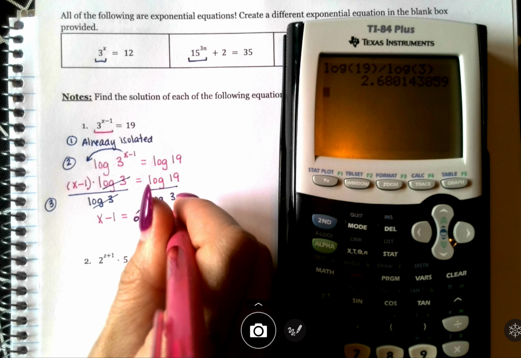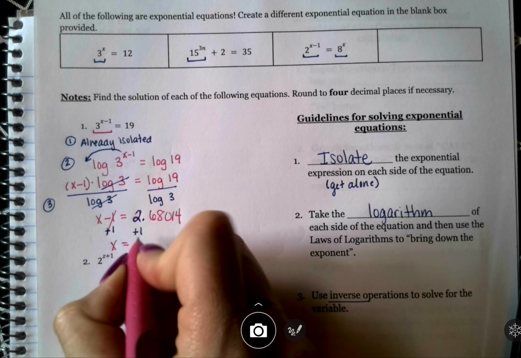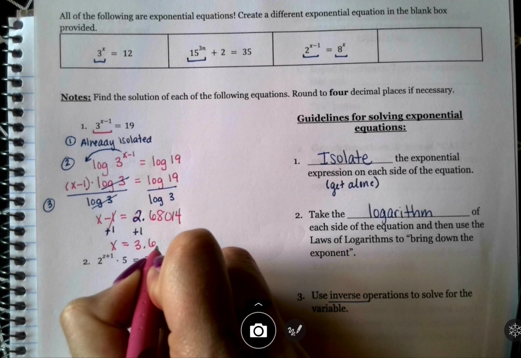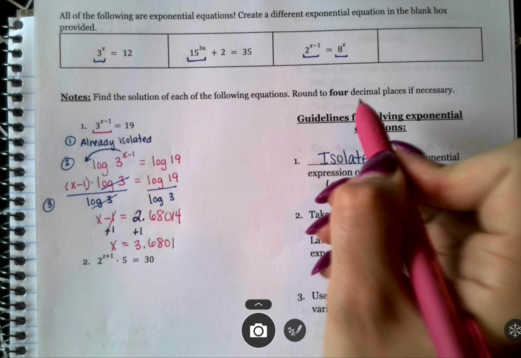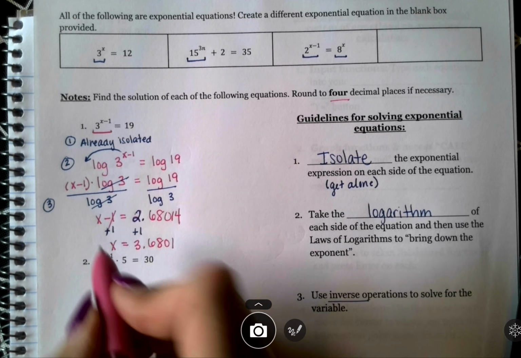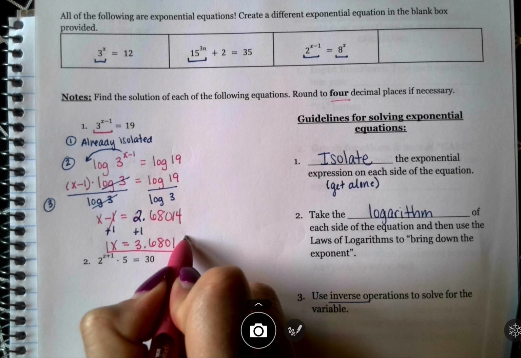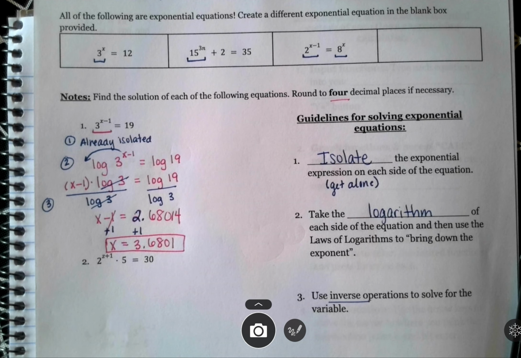Those will cancel, and I'll be left with x equals 3.6801. And I did 4 decimal places because that's what the instructions asked for. And this is my answer. And we solved our first exponential equation.